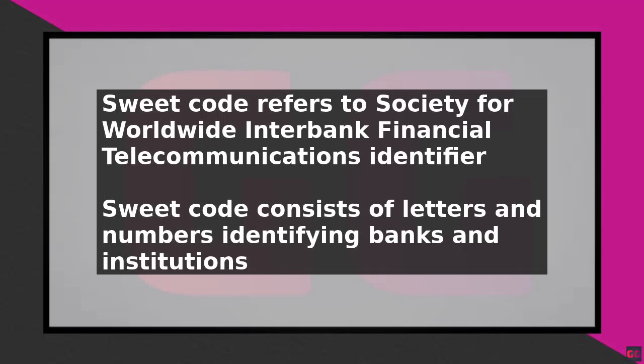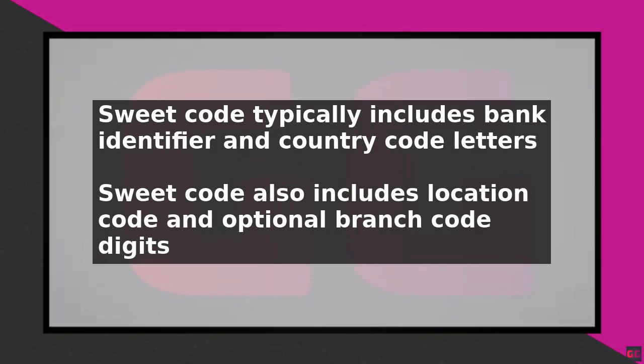The term SWIFT code refers to the Society for Worldwide Interbank Financial Telecommunications, which is a combination of letters and numbers used to identify banks and financial institutions. It typically consists of 4 letters that identify the bank, followed by 2 letters that identify the country, and 2 letters that represent the location code, with the last 3 digits being optional and usually indicating the branch code.